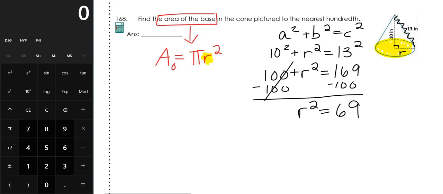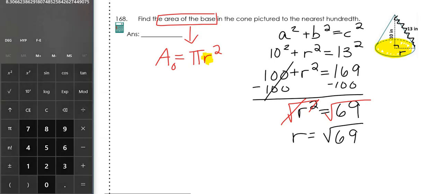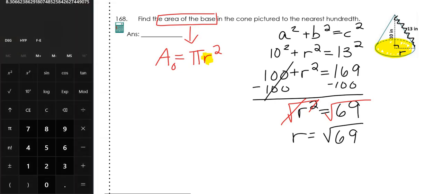To get r by itself, we're going to square root both sides. The square and the square root cancel. So now you have r equals the square root of 69. Let's see if that gives us a nice number. 69 square rooted. No, definitely not a nice number. So I'm just going to keep it like that, square root of 69. And then we're going to plug it into the area formula. So now plugging it in, area of a circle equals pi, and your radius is the square root of 69, squared.